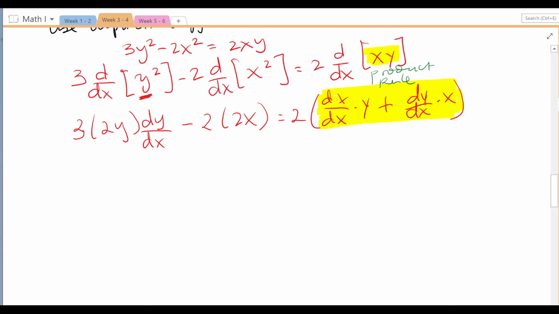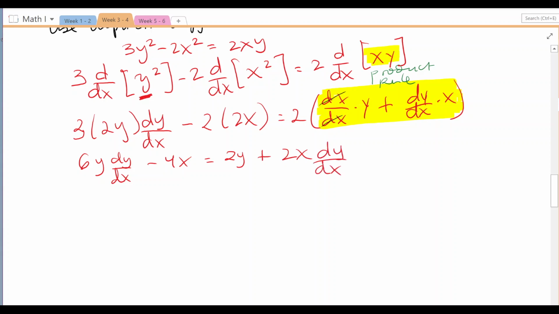Simplify, so you have 6y dy/dx minus 4x equals, sorry, we don't have dy/dx. This term and this term are cancelled. We have 2y plus 2x dy/dx.